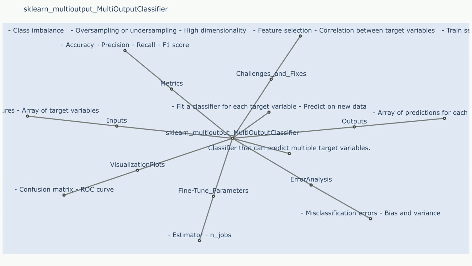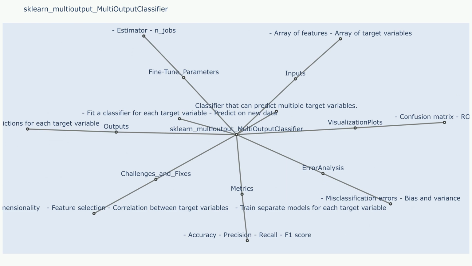Challenge 2: high dimensionality, if the number of features is very high. The multi-output classifier may suffer from the curse of dimensionality, leading to poor performance. Sample use case that resulted in challenge 2: a dataset with thousands of features but a limited number of samples.